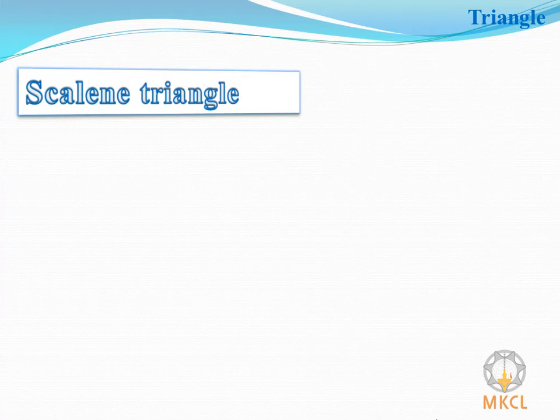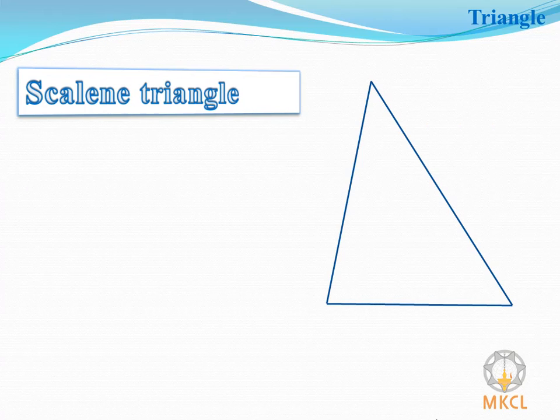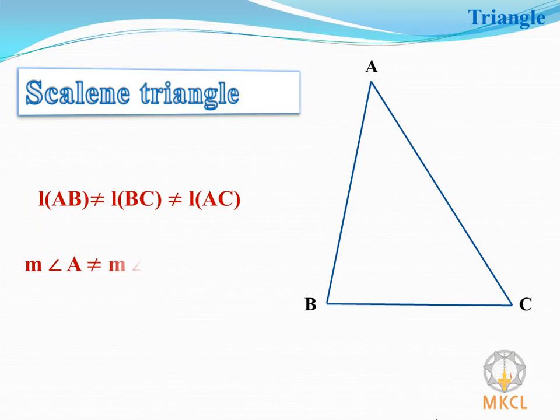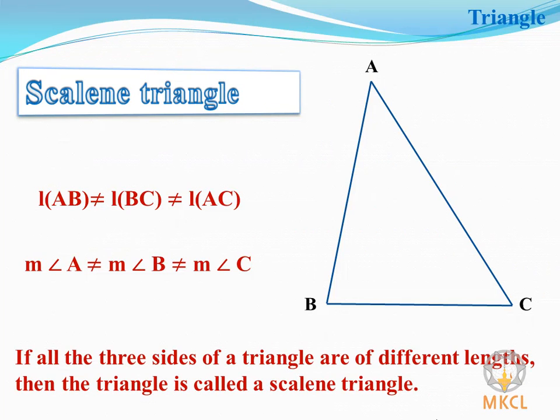In this type of a triangle, none of the two sides are of equal length. So in triangle ABC, length of AB is not equal to length of BC and not equal to length of AC. So measure of angle A is not equal to measure of angle B is not equal to measure of angle C. If all the three sides of a triangle are of different lengths, then the triangle is known as scalene triangle.